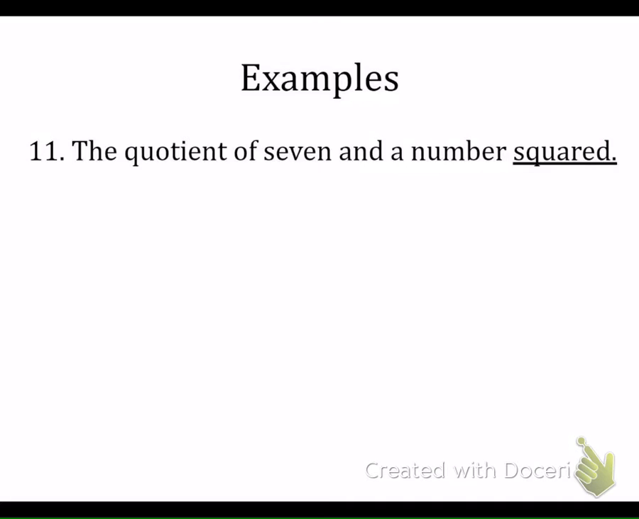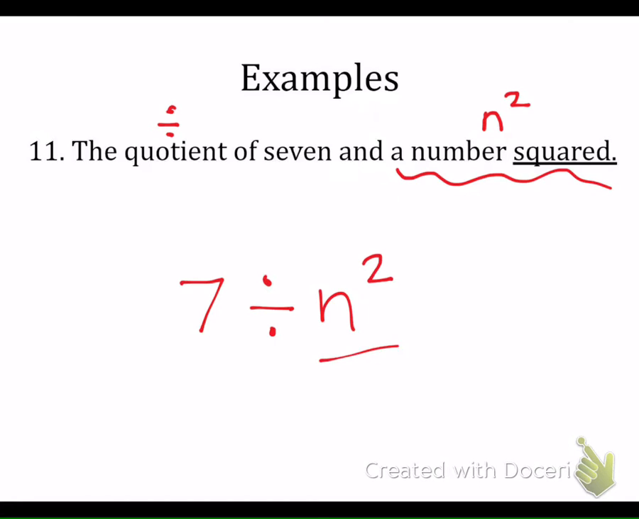So, quickly, the quotient of 7 and a number squared. Let's just go piece by piece. Quotient means I'm going to divide. Well, 7 is pretty easy, right? A number squared, so that's my unknown. Squared means to the second power. So the quotient of 7 and, so that's where my division sign goes, a number squared. Okay, so that is the end of the notes for today.